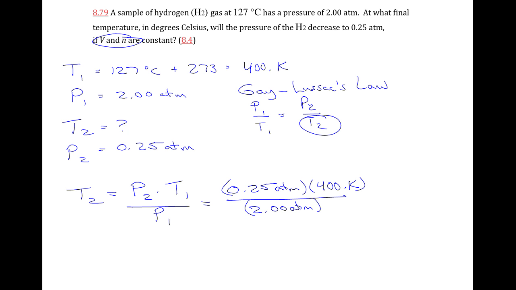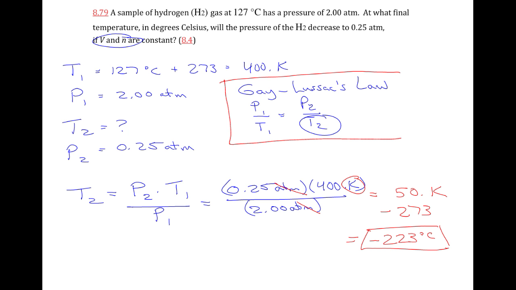So you can see the units canceling out. The atmospheres and atmospheres are canceling out, and I'm left over with Kelvin. I only have 2 sig figs in the second pressure, so that means my final answer will have 2 sig figs. So 50 Kelvin is what I'll get. And of course, to convert that into Celsius, I subtract 273 from that, and I would get negative 223 degrees Celsius. So this is how you use Gay-Lussac's law. And again, it's a good idea to commit Gay-Lussac's law to memory.